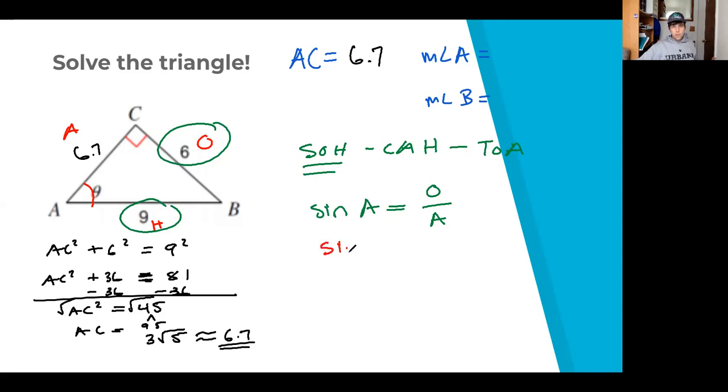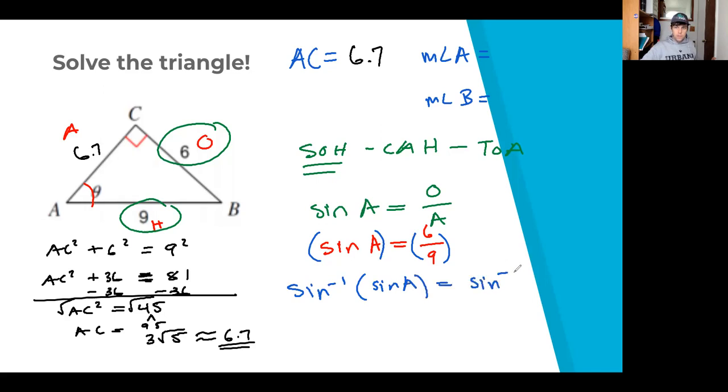So we have sine of angle A equals opposite over adjacent. And then every time we're solving for an angle, we need to be using our inverse trig functions. So we want to take the inverse sine of both of these sides. So we have sine inverse of sine of A is equal to sine inverse of 6 over 9. Obviously, on the left side, our goal here was to be canceling those out and to leave ourselves with A.